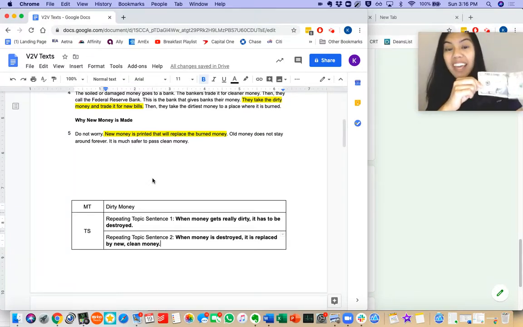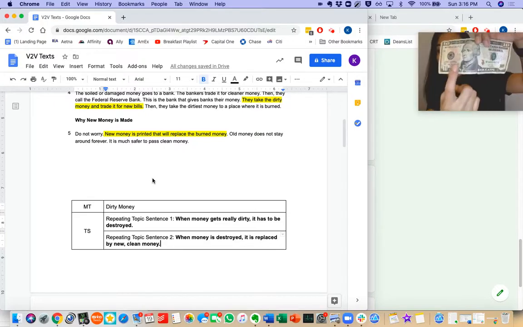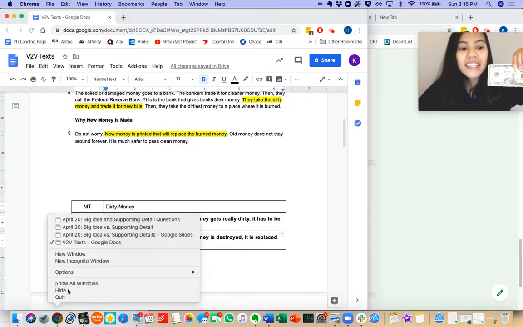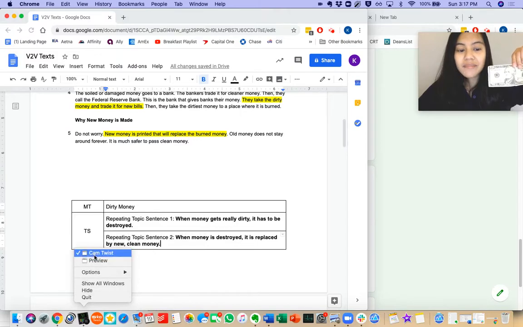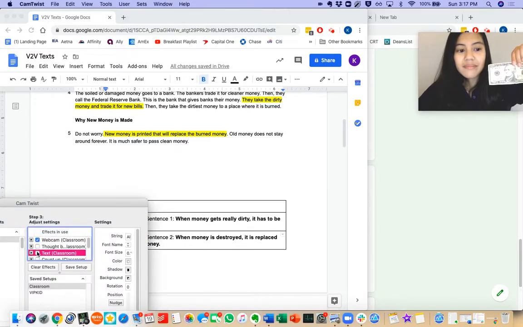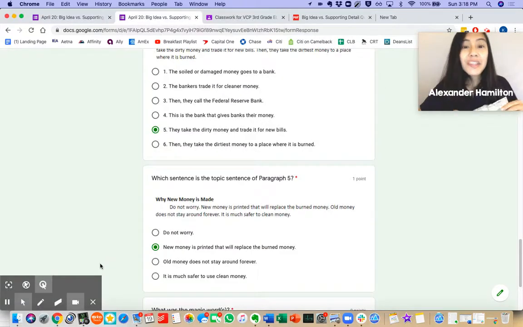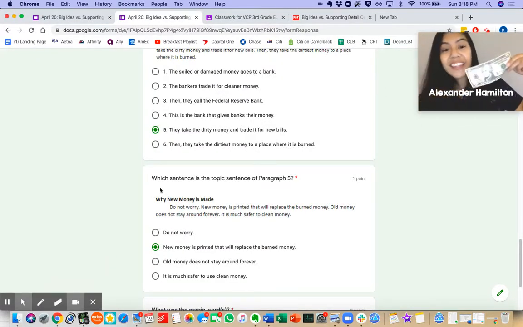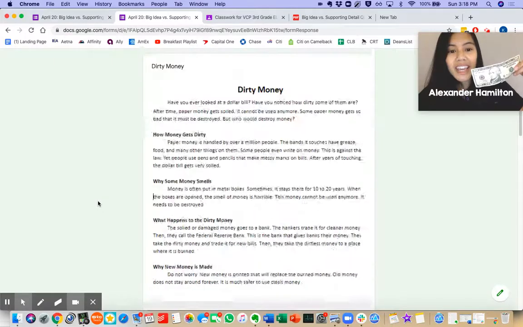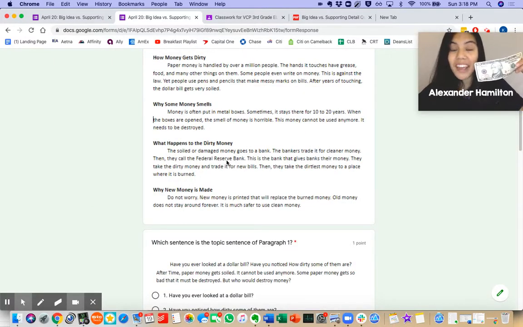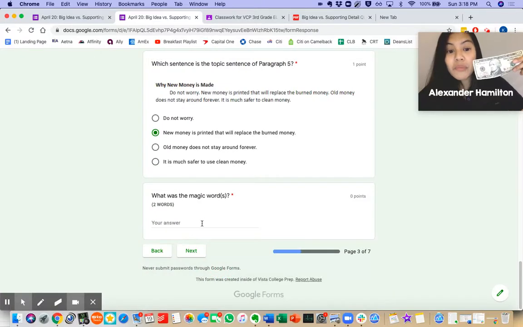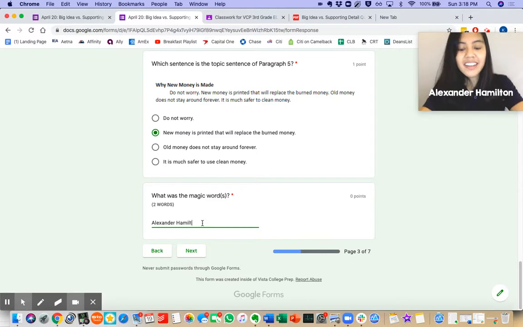By the way, if you didn't know already, this man, his name is Alexander Hamilton. He created that first central bank in the United States that eventually became this Federal Reserve Bank in the text. By the way, this is the secret word. So friends, before you move on, make sure that you write Alexander Hamilton, just like it's written here, before you move on.